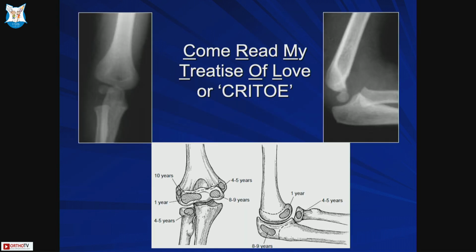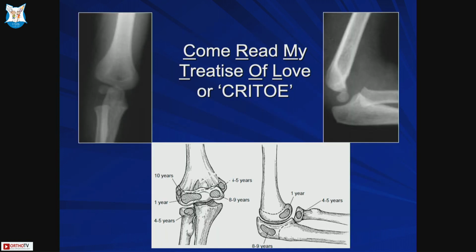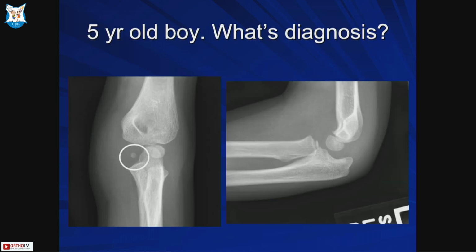The normal ossification centers, so there are several centers around the elbow. It's important to know them. And the reason to know them is then you would know whether there is a fracture, whether it's an ossification center, or whether this is an issue. So this is just a mnemonic, CRITOE, and that stands for the capitulum, radial head, and the internal condyle, trochlea, olecranon, and the external condyle or the lateral condyle, which is the last one to appear.